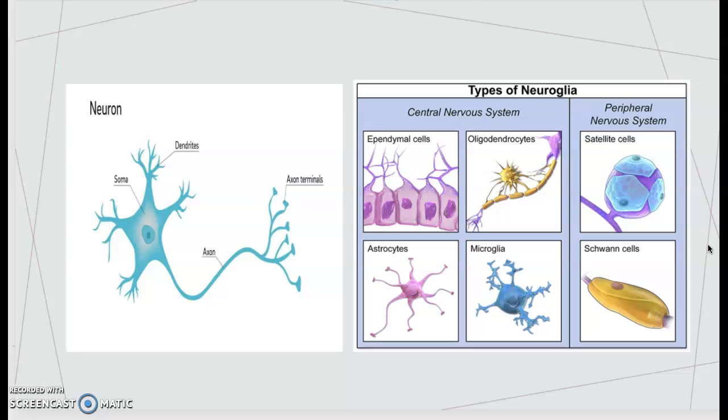And the oligodendrocytes and the Schwann cells are mostly for insulation and myelination. The microglia is used for the immune system and phagocytosis, and the ependymal cells are used for creating CSF.